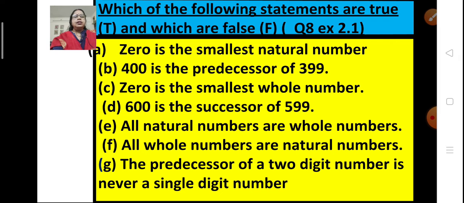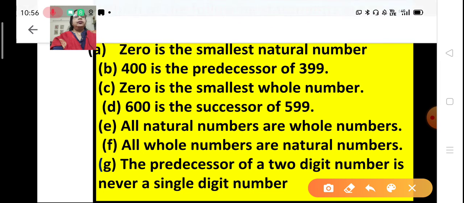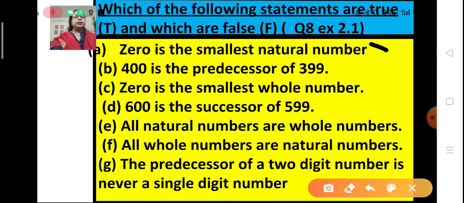B. 400 is the predecessor of 399. Predecessor means we get it by subtracting 1 from the number. So, is it 400? No, it is not the predecessor, it is the successor of 399. C. 0 is the smallest whole number. Yes, it is true, isn't it? So, we have the first one false, then second one is also false, and third one is true, isn't it?